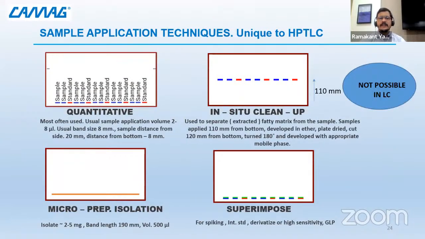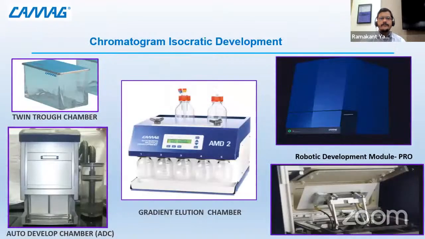All these 4 kinds of sample application. At the bottom, very traditional way of sample application. Then in the middle of the plate, for micropreparative isolation, we can apply a long thin band of the sample on plate. So more amount of micro substance we can separate from sample matrix. Then superimpose option is also available. We can spike the sample with standard for recovery studies, or we can do in situ spiking.